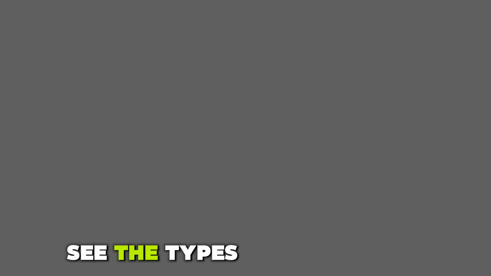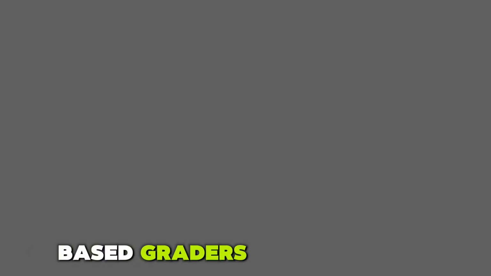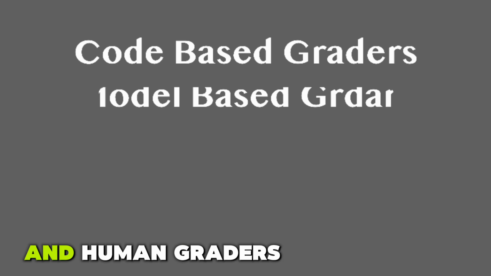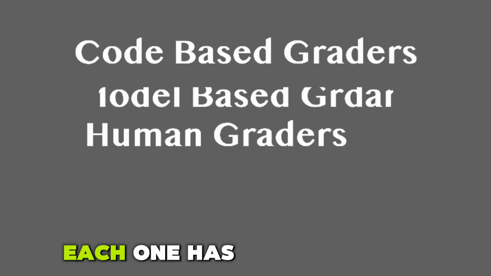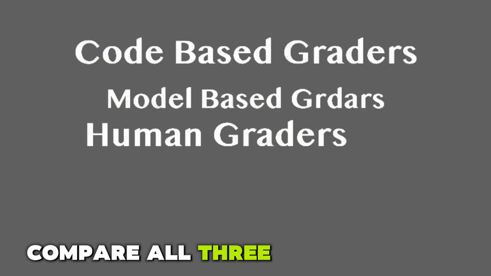Now let us see the types of graders for AI agents. There are three major types of graders: code-based graders, model-based graders, and human graders. Each one has a different purpose, and the best evaluation system combines all three.